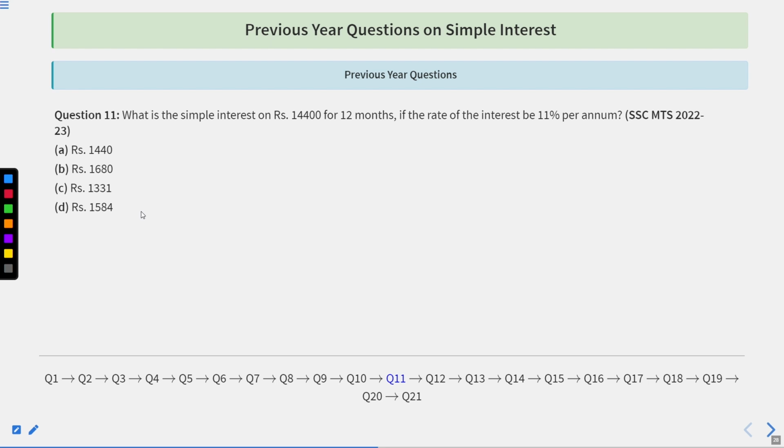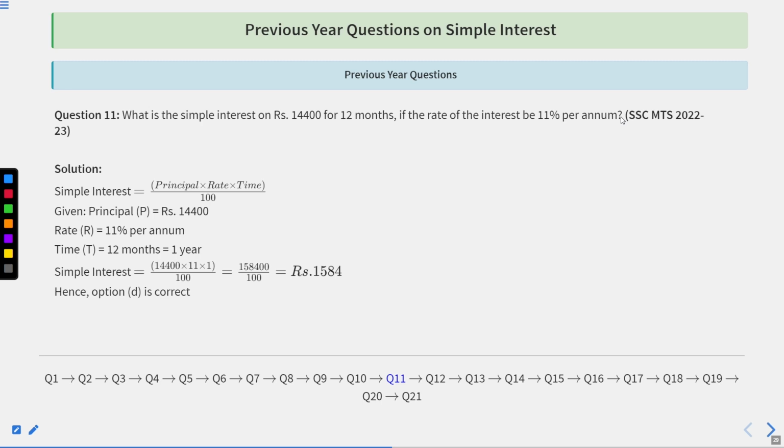Question number 11. What is the simple interest on rupees 14,400 for 12 months if the rate of interest is 11% per annum? So the simple interest is equal to principal into rate into time upon 100. So given principal P is rupees 14,400 and the rate R is 11% per annum, and the time T is 12 months, which is 1 year.